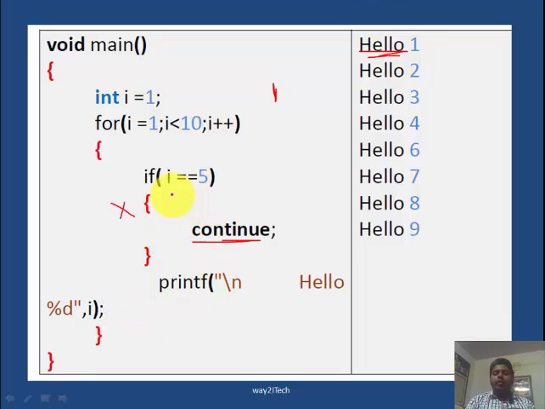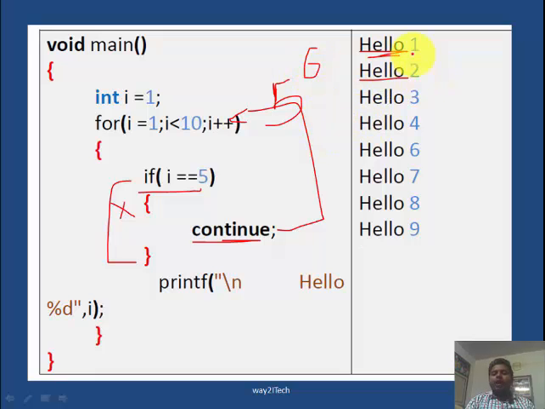Next time i will become 2, again this condition is false, so hello 2 will be printed. Same case will happen with hello 3 and hello 4. Now when i will be 5, if 5 equal to 5, yes, the condition is true, so continue will execute. So the current pass when i is 5 will be skipped, so we will directly come here. Now i will become 6. That's why we are not getting hello 5.